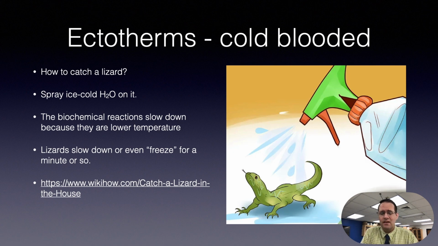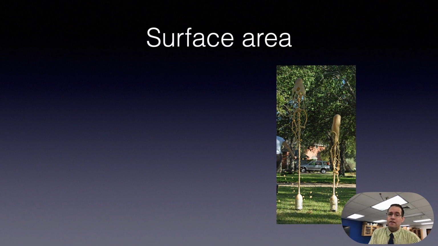Also, crickets, pretty interestingly, chirp faster when it's hot and chirp slower when it's cold, and there's actually a formula to calculate the temperature if you're into that sort of thing. All right. The other criteria that affects the speed of a chemical reaction is surface area.